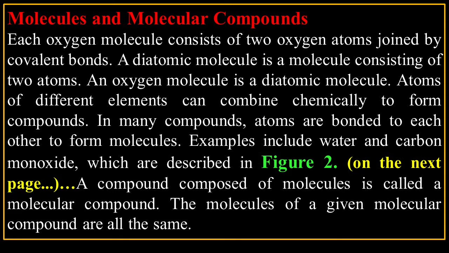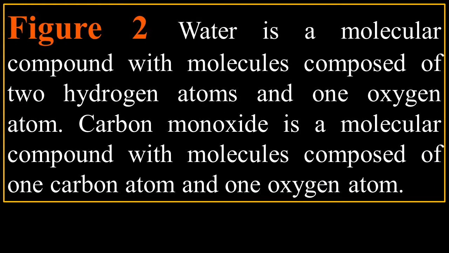Atoms of different elements can combine chemically to form compounds. In many compounds, atoms are bonded to each other to form molecules. Examples include water and carbon monoxide, which are described in Figure 2 on the next page. A compound composed of molecules is called a molecular compound. The molecules of a given molecular compound are all the same. So is an ionic compound made of individual formula units that are all the same. Many of the nonmetals will form covalent bonds.